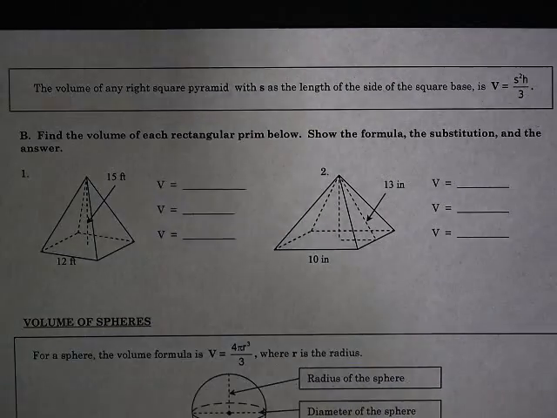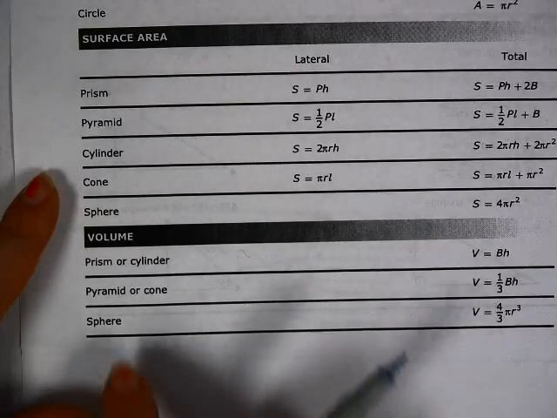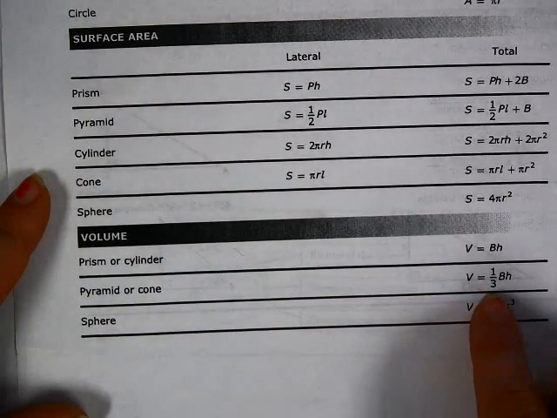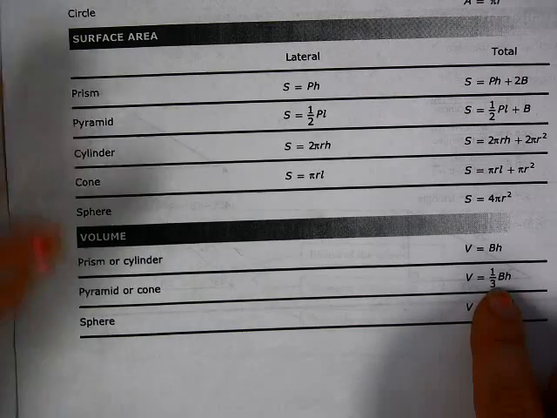Okay, oh, and let me go back because I forgot to show you how to find the cone on our EOC chart here. And there it is right there. So cone and pyramid, they have the same formula. Volume equals 1/3 base times height.